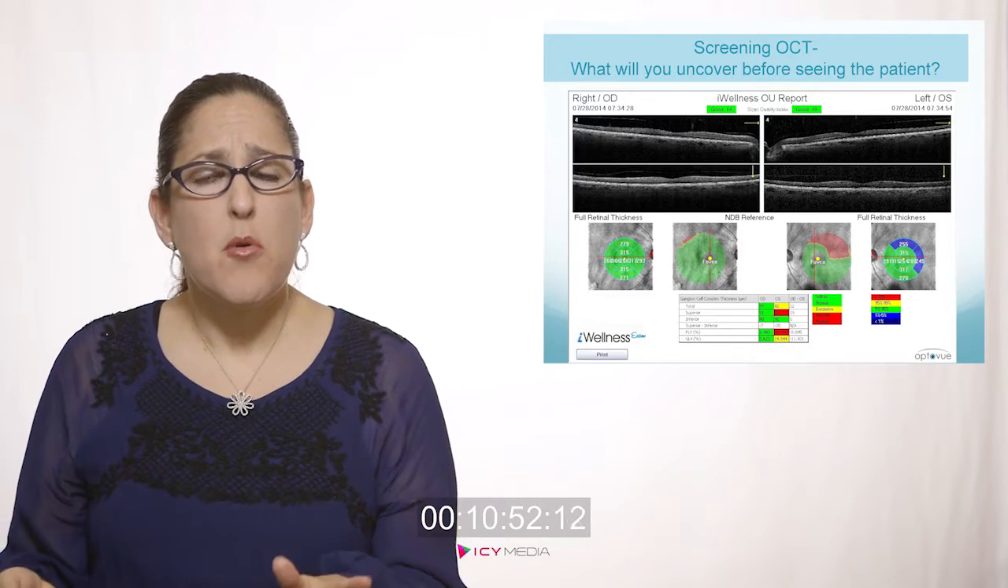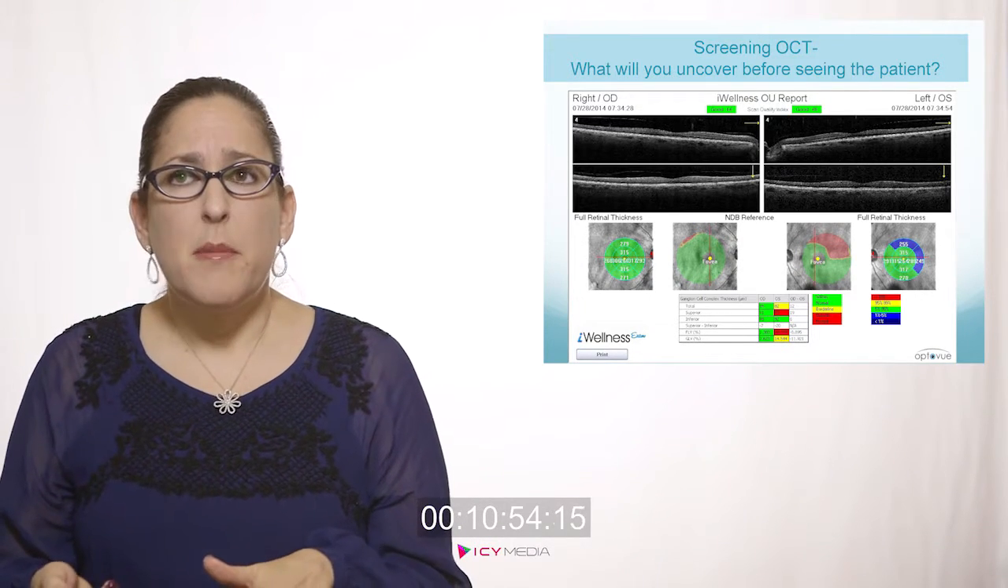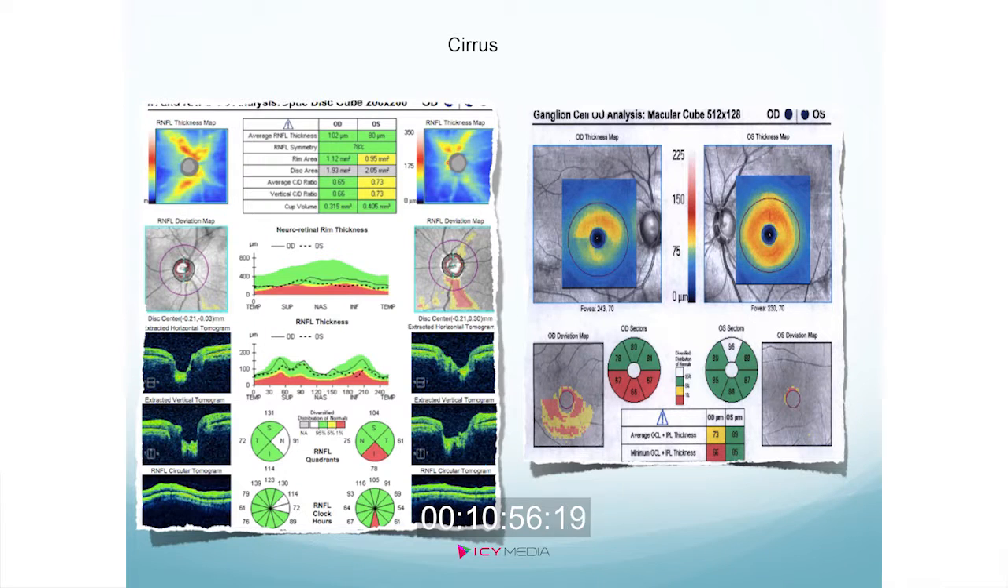Again, I'm going to talk more about this printout in just a moment, but let's look at what the Cirrus would look like. In the Cirrus, we have to obtain two separate printouts, because not everything is on one scan. On the left-hand side is your interpretation of the nerve and the peripapillary area, and then your ganglion cell information is on the second printout.